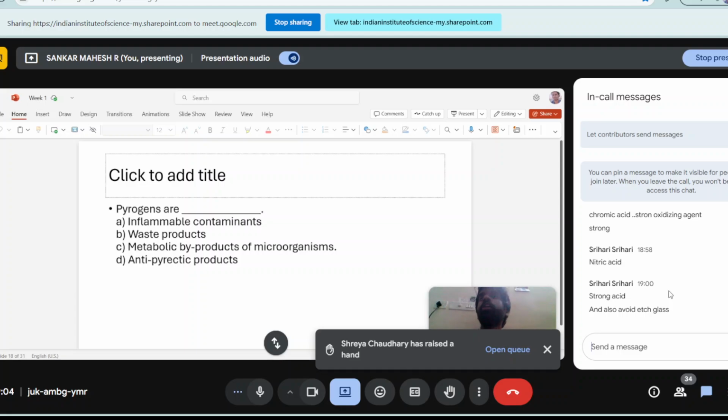And that depends on person to person. It could be a side effect of your allergies. Right. Anyone else want to mention something that you know about pyrogens and why a particular option here could be an incorrect option?